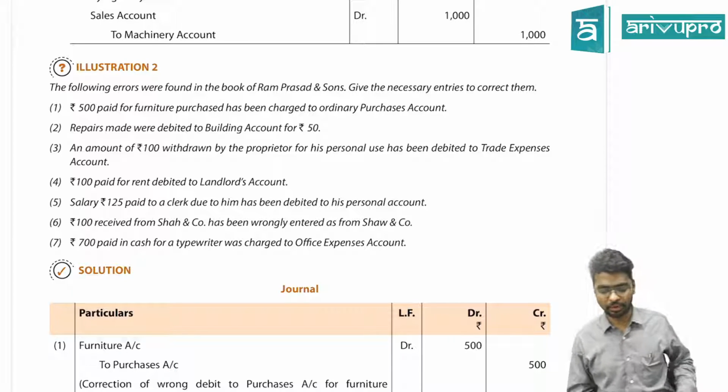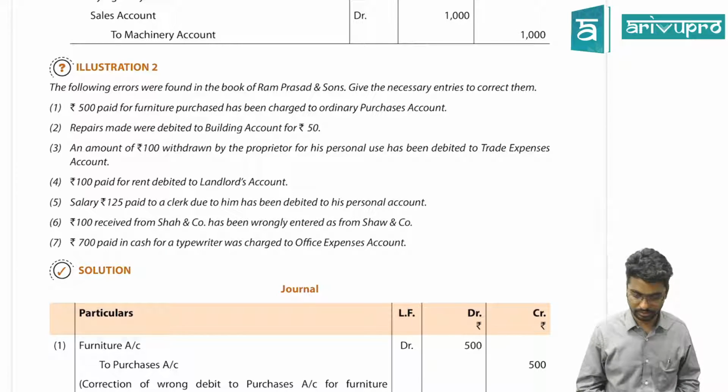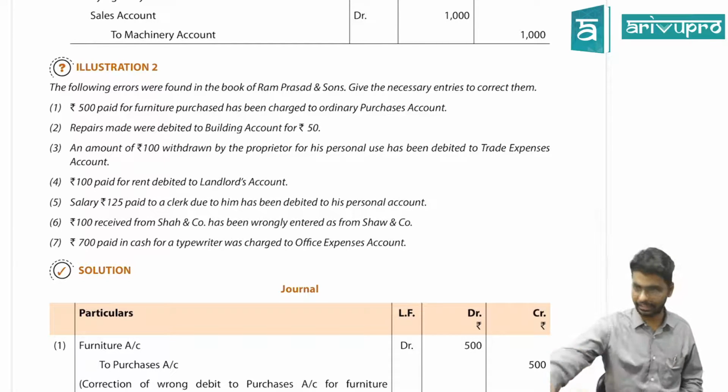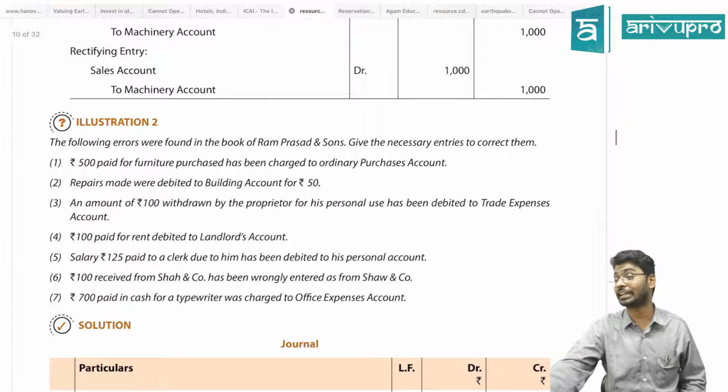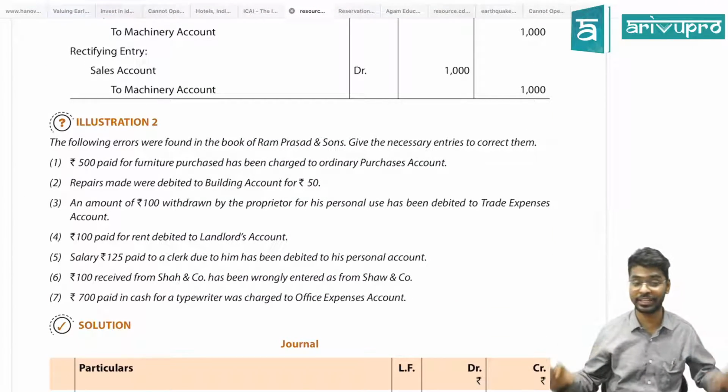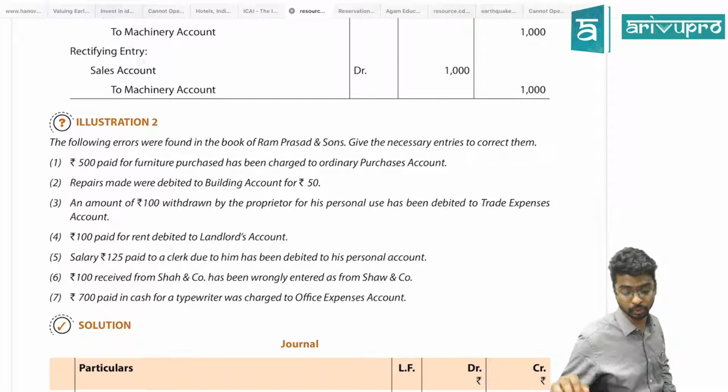Okay. Now let me start reading the entries and let me try finding out where the journal entry comes into the picture now. Everyone please see illustration number 2.